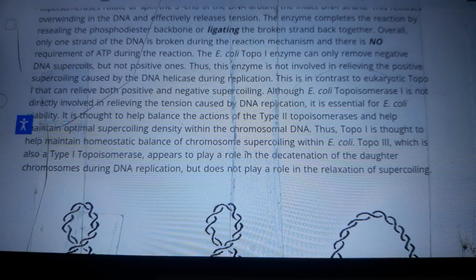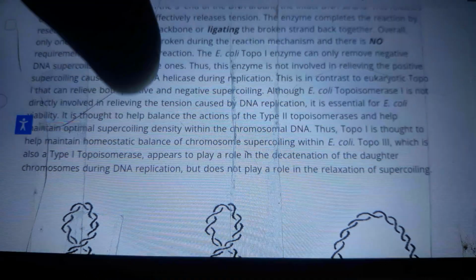Overall, only one strand of DNA is broken during the reaction mechanism. There is no requirement of ATP during the reaction. The E. coli topo-1 enzyme can only remove the negative DNA supercoils, but not positive ones. Thus, this enzyme is not involved in relieving the positive supercoiling caused by DNA helicase during replication. This is in contrast to eukaryotic topo-1 that can relieve both positive and negative supercoiling.